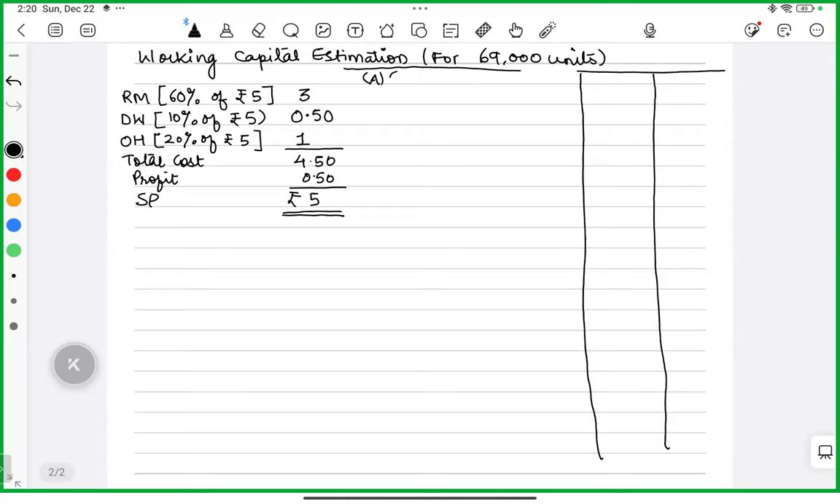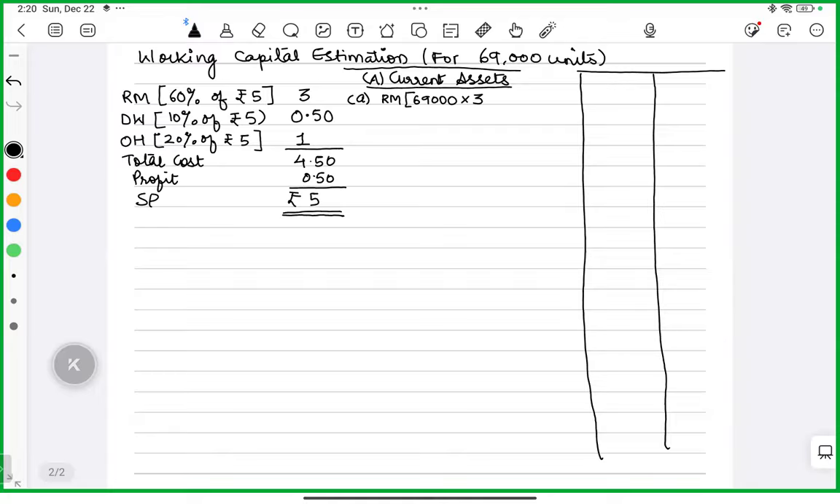The statement starts with current assets. The first current asset that we should have is stock of raw material. Okay, how do we compute the stock of raw material? So we are going to make 69,000 units for the year, right? And per unit cost of raw material is 3. So 69,000 into 3 will give us raw material consumed for whole year.